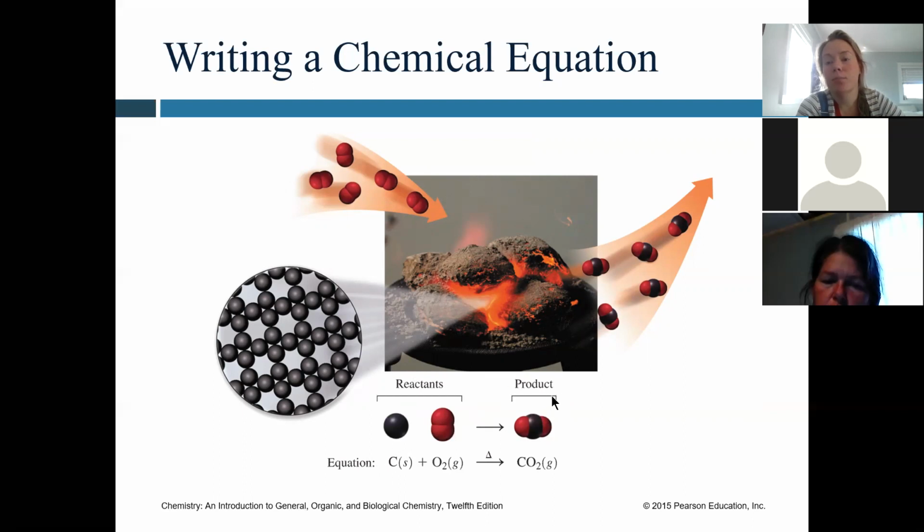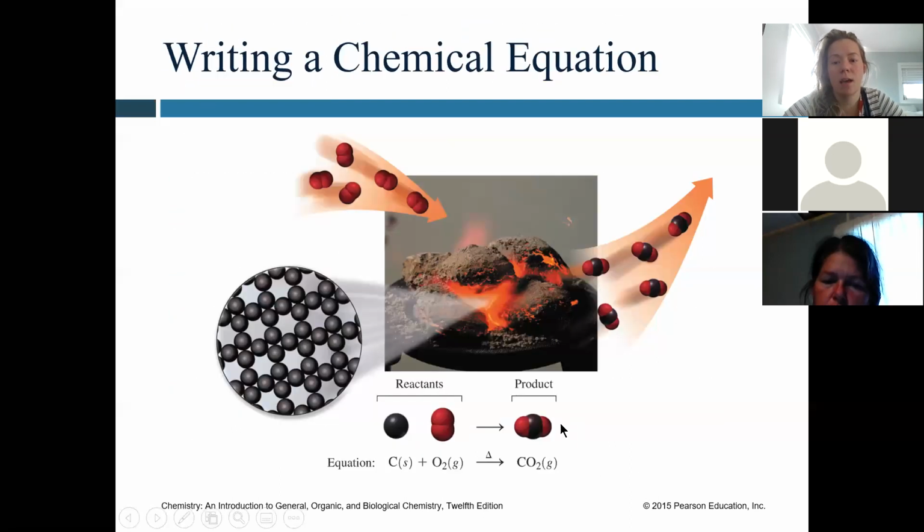On the right-hand side are your products. Again, you have to have a minimum of one product, otherwise it's not a chemical reaction, nothing has happened. But you can have many more than one. In this case, our product is CO2, so we're burning carbon and we're getting CO2. In between the reactants and the products, it's separated by this arrow. The arrow is what's saying, hey, we've changed into something new. We've gone through a chemical shift. This little delta here is letting me know that heat was produced in this process.